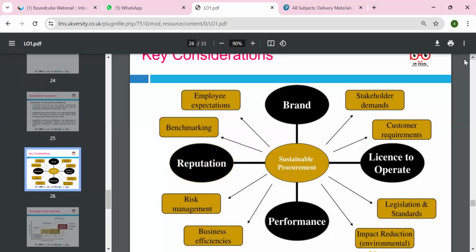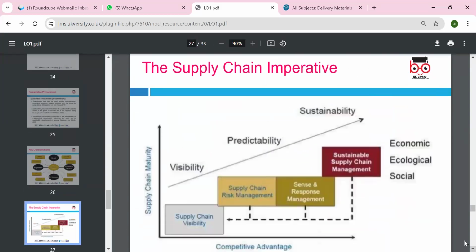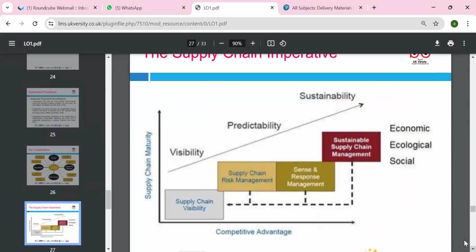Okay, so implies expectation, benchmarking, these we can look around, and that's quite crucial. Supply chain imperative: visibility. Supply chain visibility is very, very crucial. It brings the competitive advantage and supply chain maturity. Predictability: supply and the risk should be measurable. Sense and response management system in place.